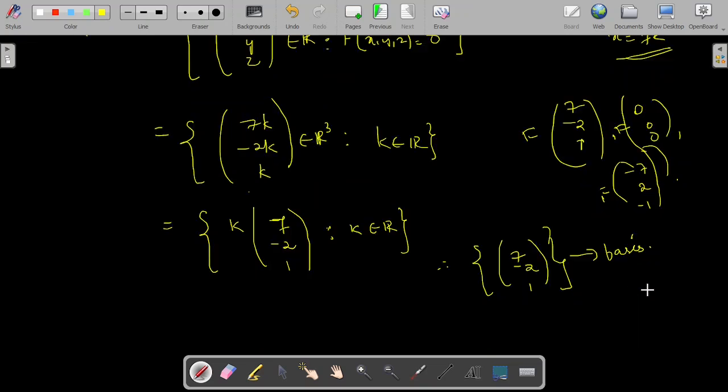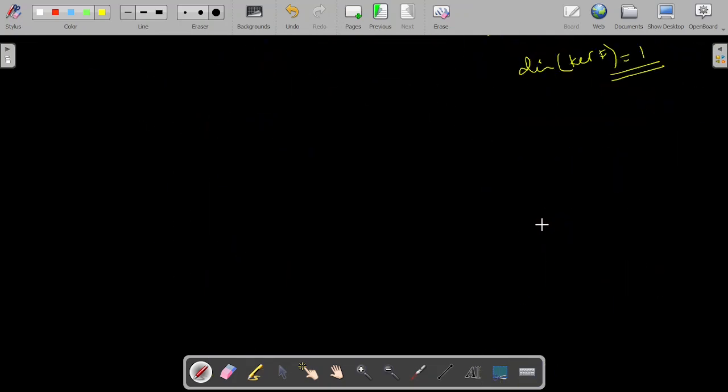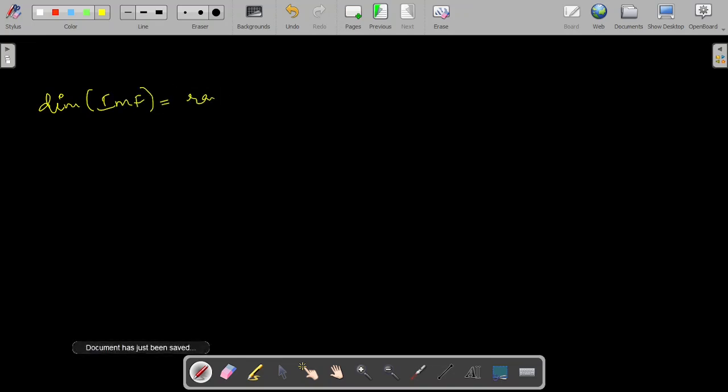And how many linearly independent vectors are in the basis? Only 1. So the dimension of kernel of f equal to 1, because there is only one linearly independent vector in the kernel. So we got the dimension of kernel of f is equal to 1. Now you have to find out the dimension of the image of f, which is nothing but the rank of f. Equal to how much?